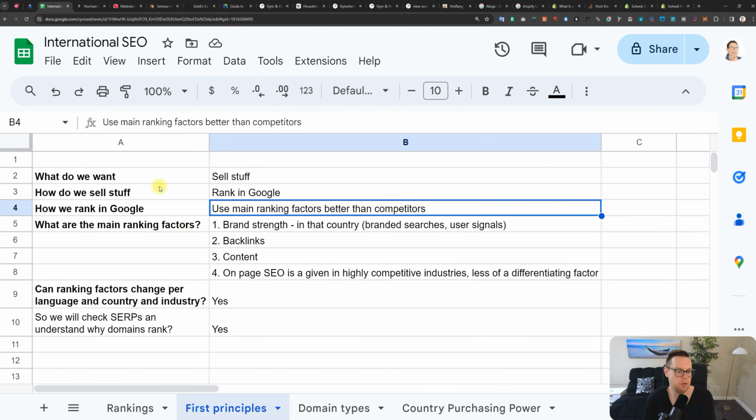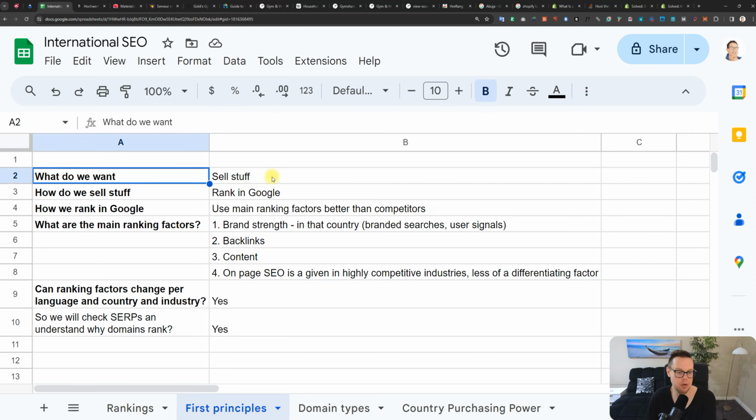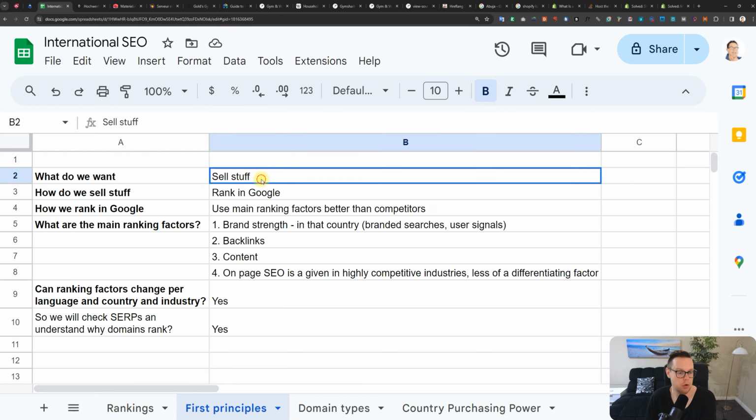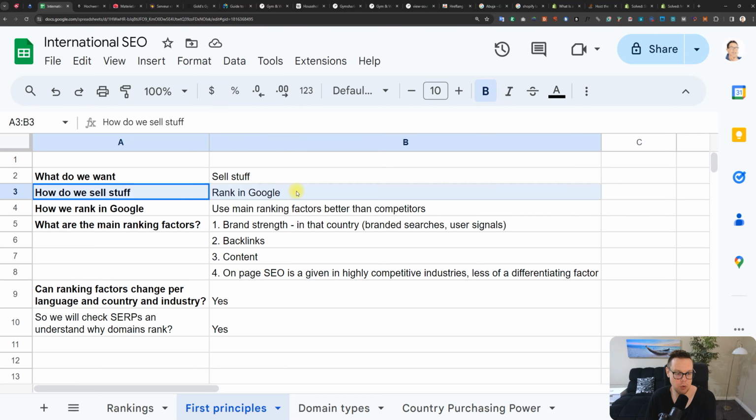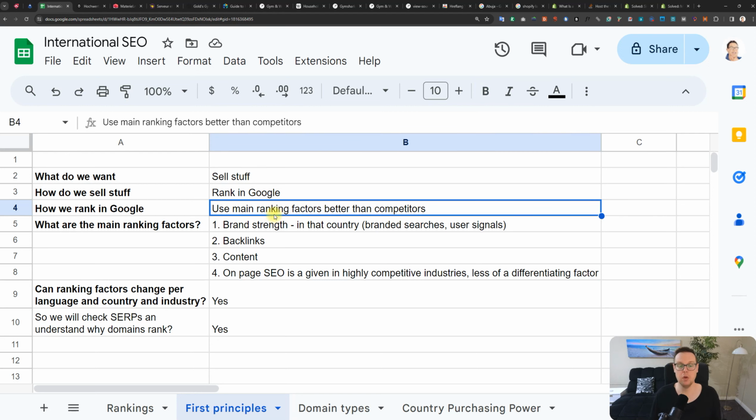All right, to summarize, we've got some first principles thinking here. So what do we want to achieve? We want to sell stuff in another country. How are we going to do it? We're going to rank in Google. And how are we going to rank in Google? Well, we need to use the main ranking factors that competitors use in there to rank themselves.